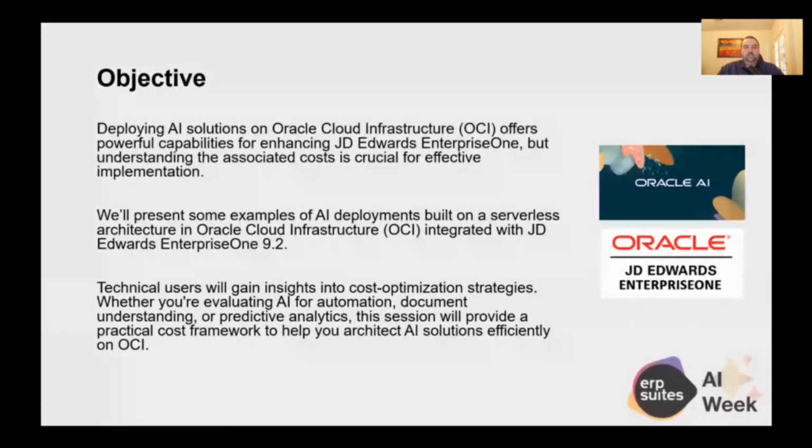The objective for this presentation is showing how to deploy AI solutions on OCI and the capabilities it offers for enhancing JDE. But really, it's more than just JDE. A lot of this presentation will apply to any services that you deploy to OCI, or really, in certain aspects, to any public cloud. We're going to go over some examples of AI deployments built on serverless architecture in OCI and integrated with E1, although you can expand that.